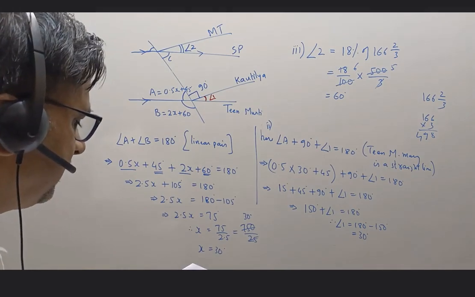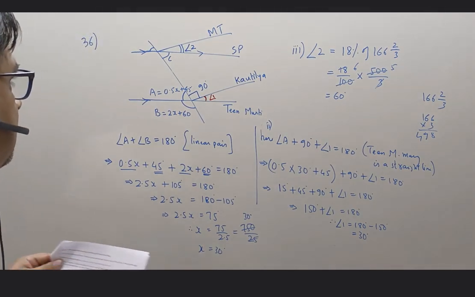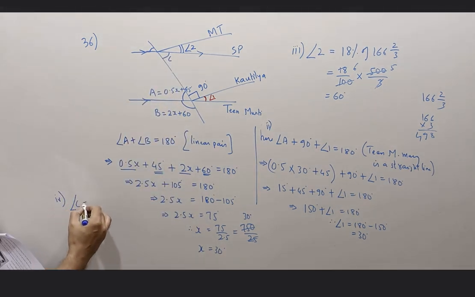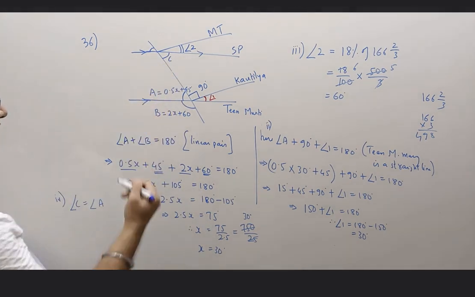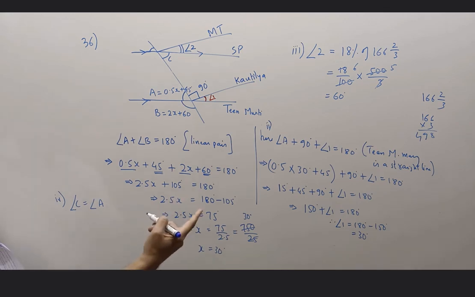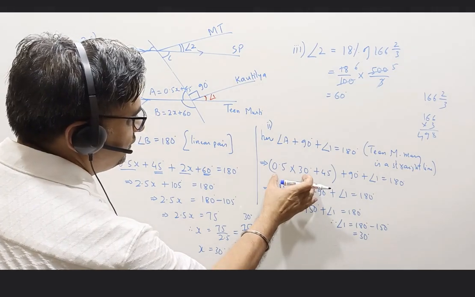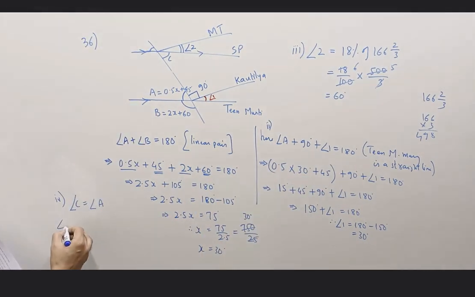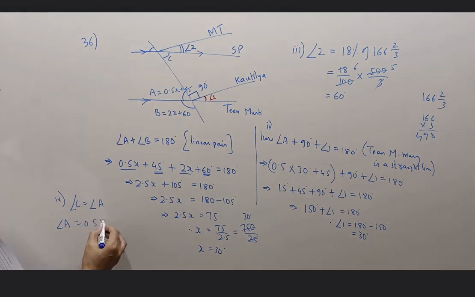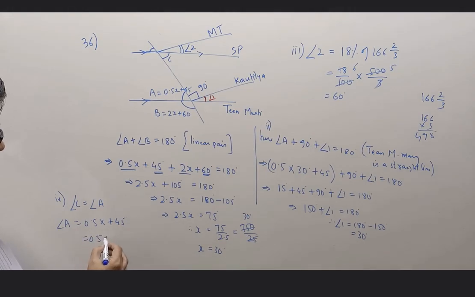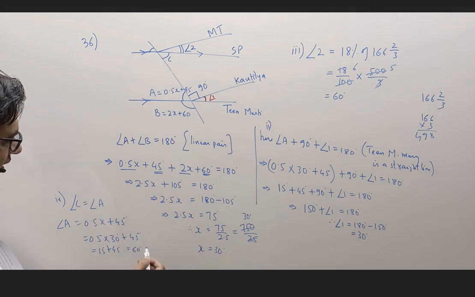And then the angle between C and A, if they are equal, give reason. So C and A, this is the fourth bit. Angle C, as you can see, is equal to angle A. We have already found angle A. Angle A we found as 0.5. So angle A is how much? Angle A is equal to 0.5x plus 45, and that came to 0.5 into 30 plus 45. This is 15 plus 45, so this is 60 degree, and that is equal to angle C.